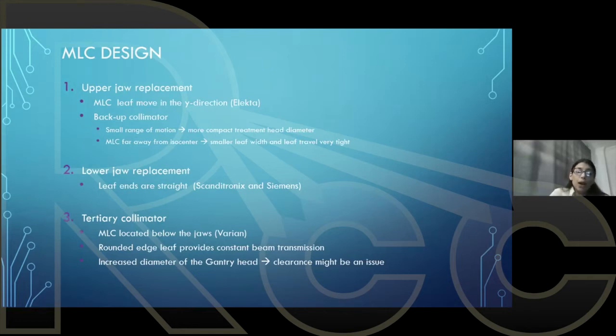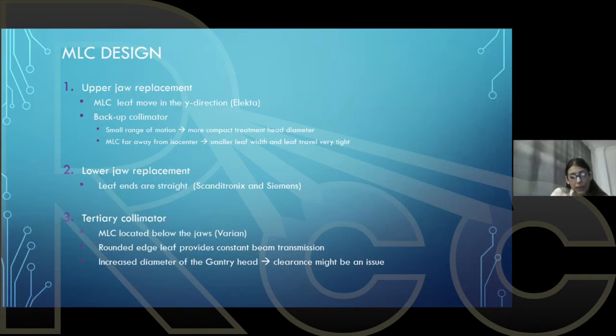You have a backup collimator. You have a small range of motion. You have a more compact treatment head diameter. The MLCs are far away from isocenter, and therefore the smaller leaf width and leaf travel is very, very tight. There are other systems like Siemens, where the leaf ends are straight.